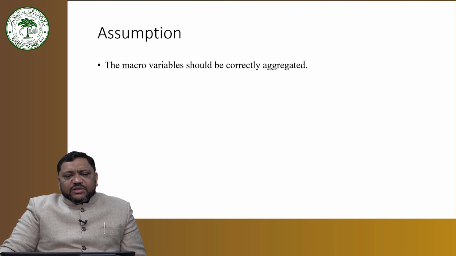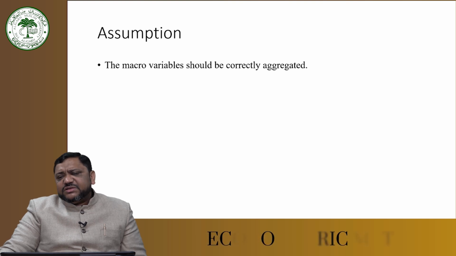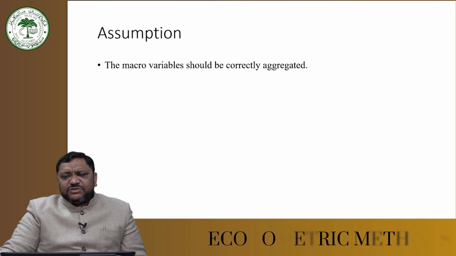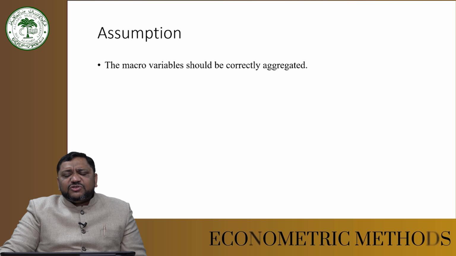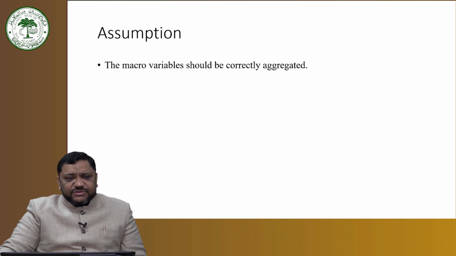Now the next assumption is that these macro variables should be correctly aggregated, in the sense that usually the variables x and y are aggregate variables of individual items. For example, in the consumption function, say c is equal to alpha plus beta y plus u, C is the expenditure of the consumers and y is the sum of the individual incomes. It is assumed that the appropriate aggregation procedure has been adopted in compiling the aggregate variables.